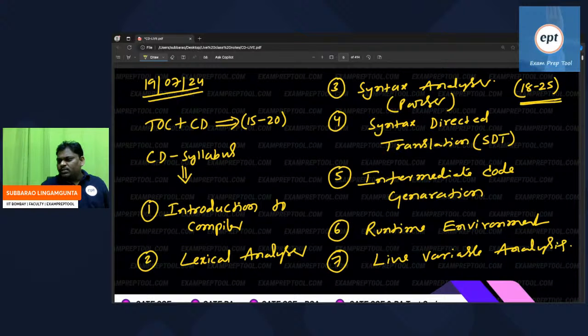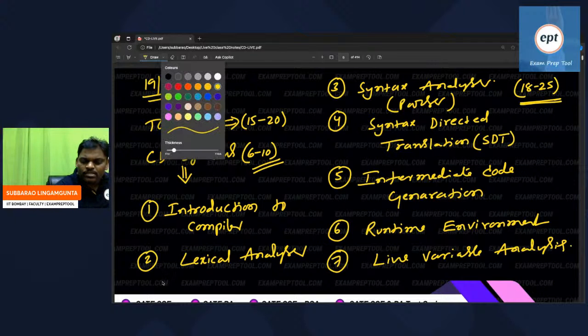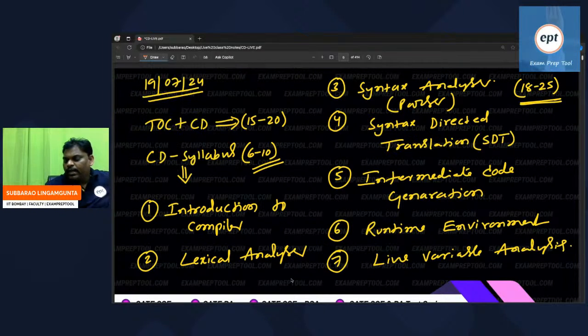Just spend 25 days maximum, this subject will be over. I am starting today, this is the syllabus. From the compiler you may get 6 to 10 marks. This is a very small subject, everyone will get it. Don't be tense.